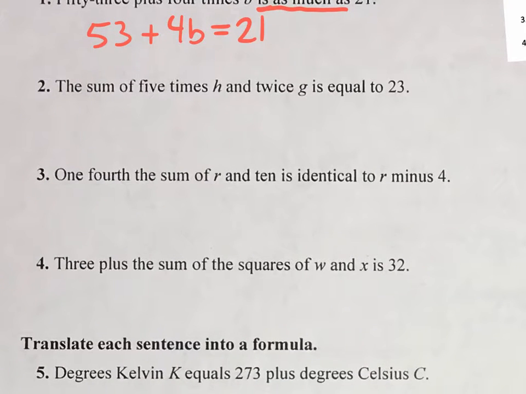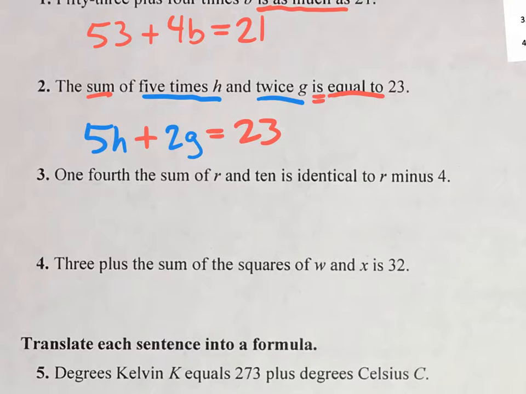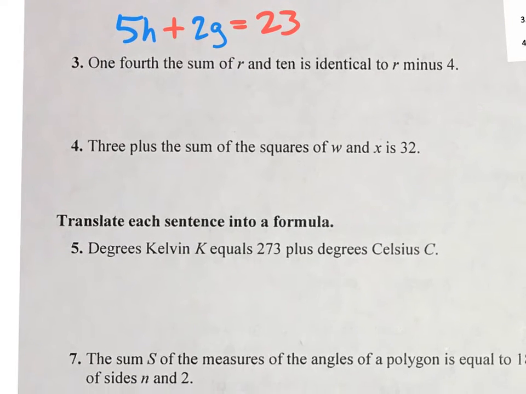The sum of 5 times h and twice g. So the sum means plus. Those are the two things that I'm adding. There's the 5 times h, and I'm adding it to twice g, so I'm going to put 2g. And then over here, the magic word is, and of course, equal to, they really give it to you there, is equal to 23. We're done. We're not solving, we're just writing equations. Moving on to number 3. Might as well do the homework with you here all at once.